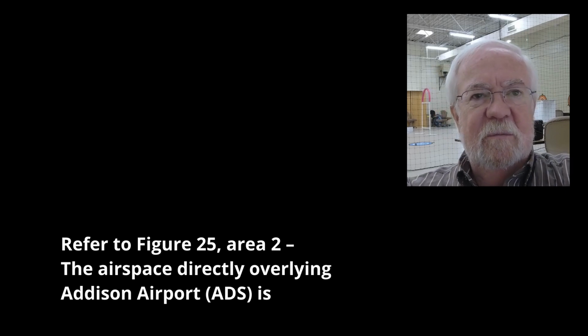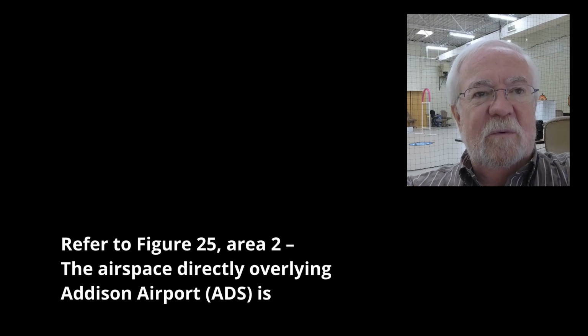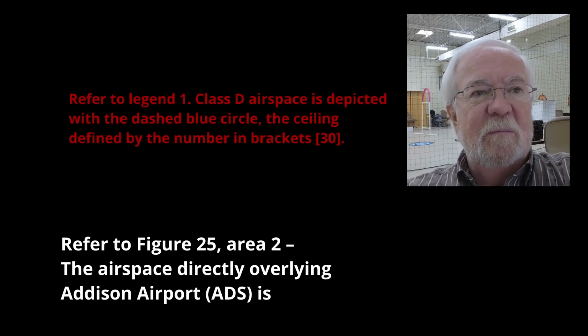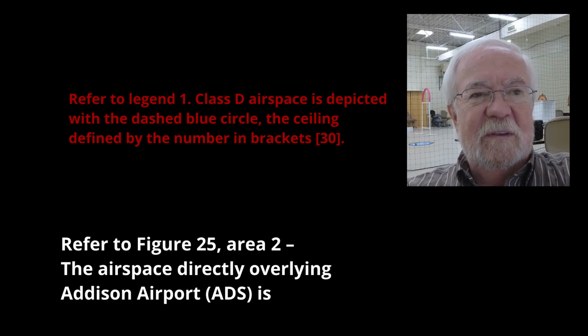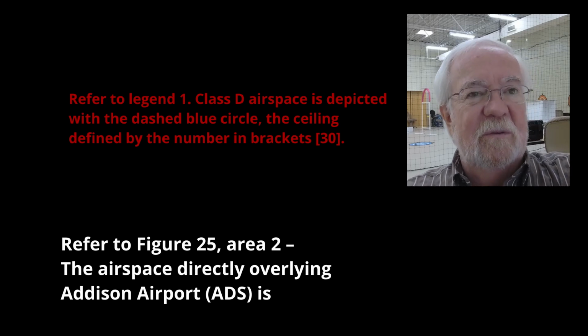But while I continue, you can again refer to the legend if you need to, but Class D airspace is depicted within the dashed blue circle. The ceiling defined by the number in the brackets. Remember the brackets? The top of it will be 3,000. So the answer is up to but not including 3,000 if it had a minus. But this one doesn't have a minus, so it's up to 3,000 feet.